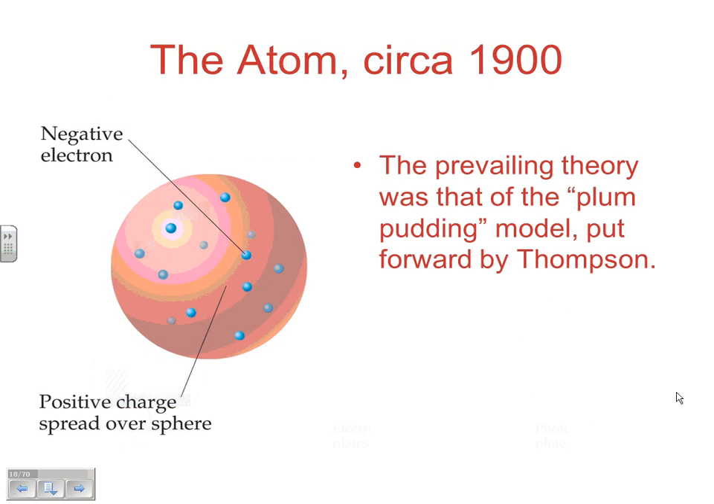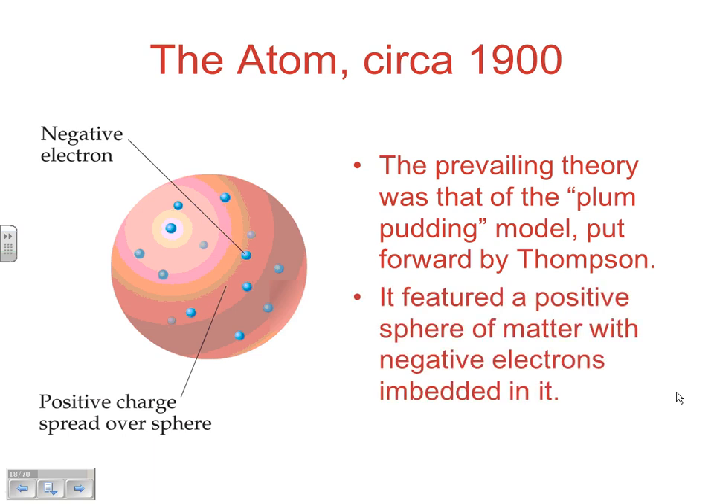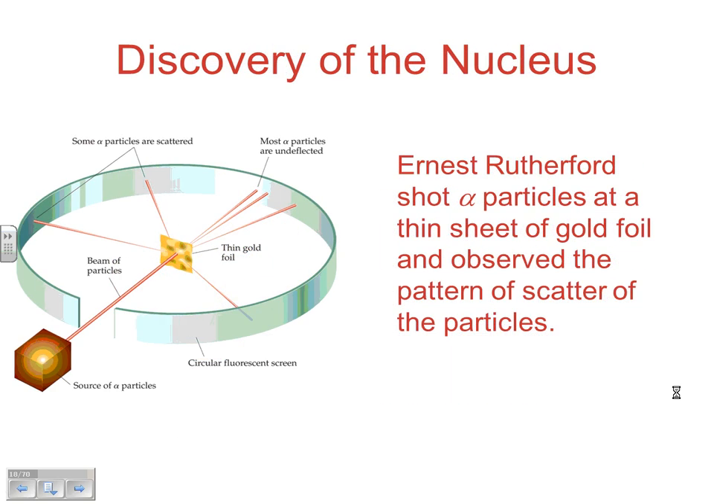Now, around 1900, our view of the atom looked essentially like this. The prevailing model, which really came from Thomson's work, was called the plum pudding model. And what you basically had was a positive charge spread over this sphere with negative electrons stuck to it. So they were stuck like pieces of raisin in this pudding. So that's why it was called the plum pudding model. Now, it featured a positive sphere of matter with negative electrons really embedded in it. Now, the first person to really fundamentally change that view of the atom was also Rutherford.